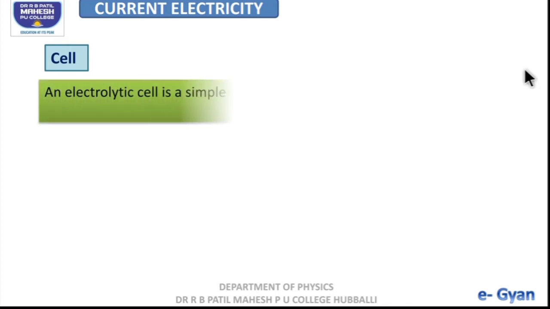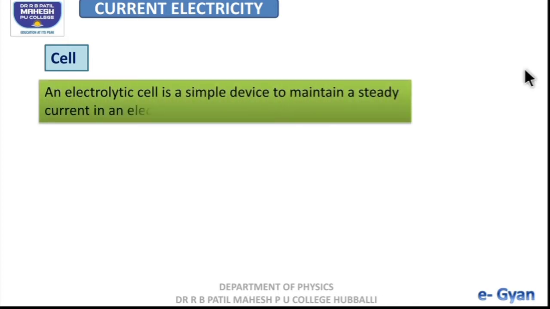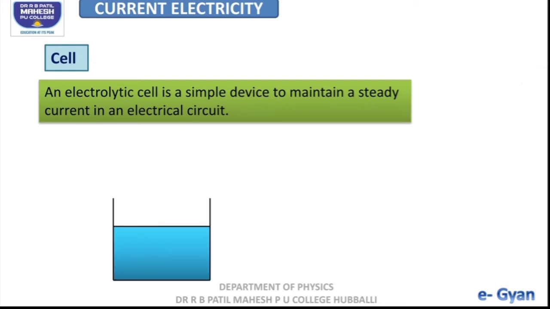Now let me define cell. An electrolytic cell is a simple device to maintain a steady current in an electrical circuit. It is a simple device which maintains a steady current in an electrical circuit. Now look at this figure.